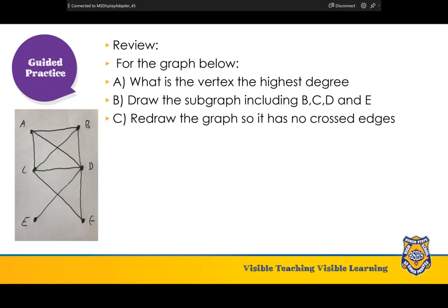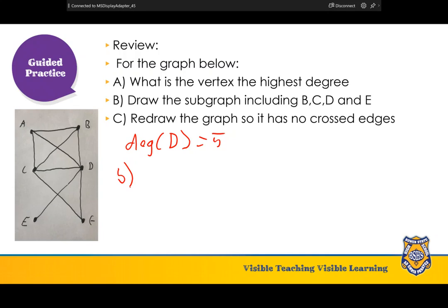So it should be pretty clear for A. The vertex with highest degree, we've got D with 1, 2, 3, 4, 5. C has 1, 2, 3, 4. Has anything got a higher degree than D? No. So we might say degree of D equals 5.